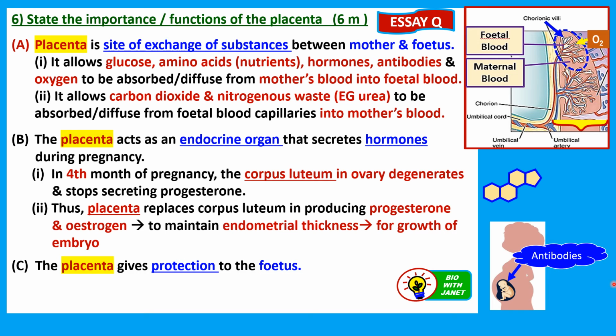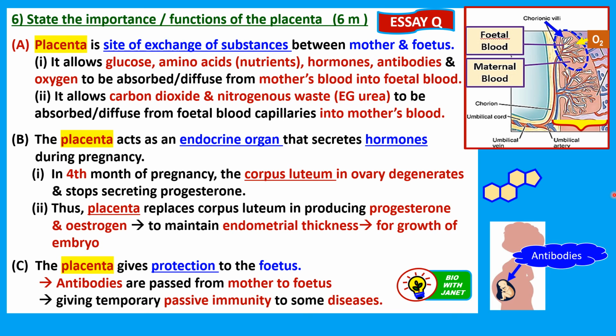Now C, one more function. If you're asked to give one more function, then you can write the placenta gives protection to the fetus. In what way? One way that the placenta can give protection to the fetus is that it allows antibodies to pass from the mother to the fetus. Antibodies can diffuse from the mother's blood into the fetal blood capillaries. So these antibodies give temporary passive immunity against some diseases.